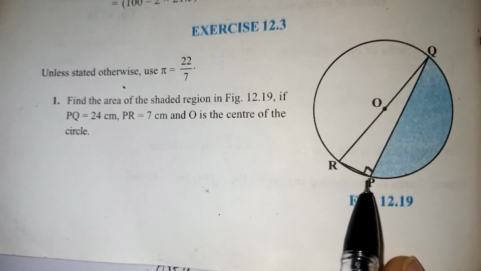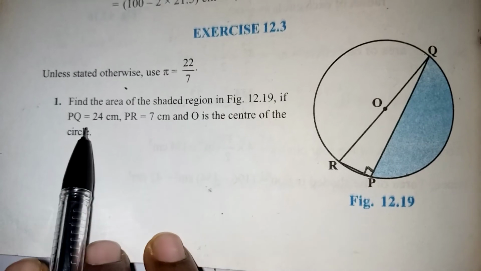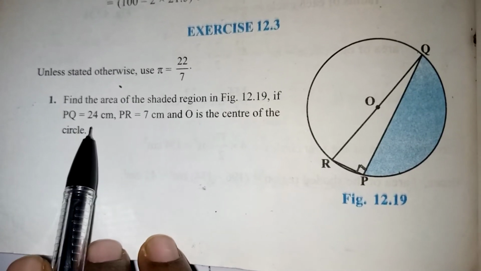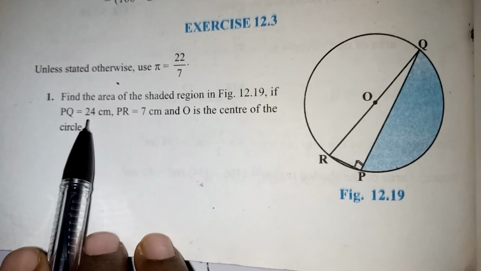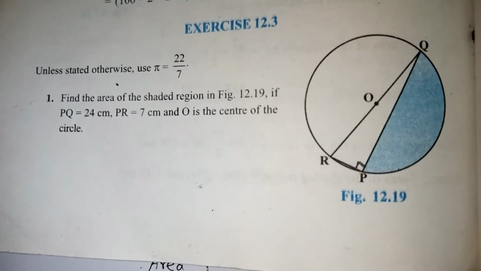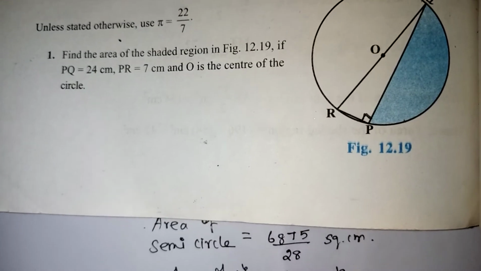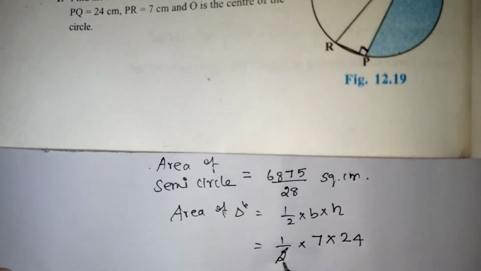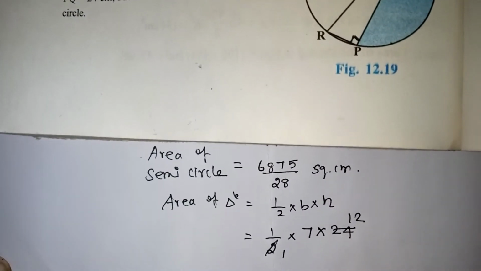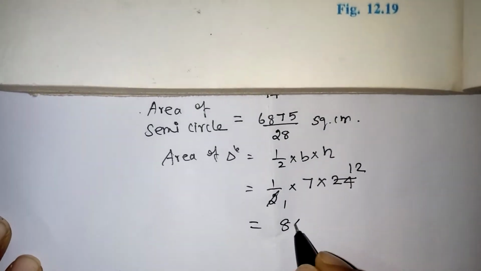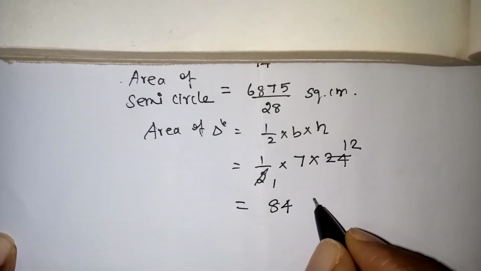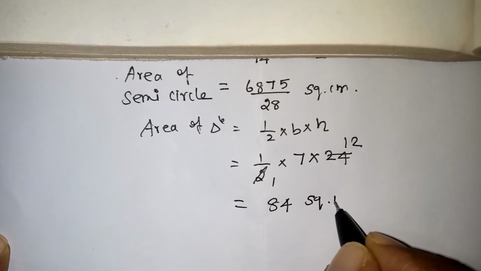So RP is nothing but PR. PR is 7. Height PQ is 24. Both are given in the question. So 7 and 24 are the base and height of the given triangle. So here we can write 7 and 24. So we can cancel it 1 time. This is 12 time. So 7 12s are 84. Area also will be in square unit. So square centimeter we can write.